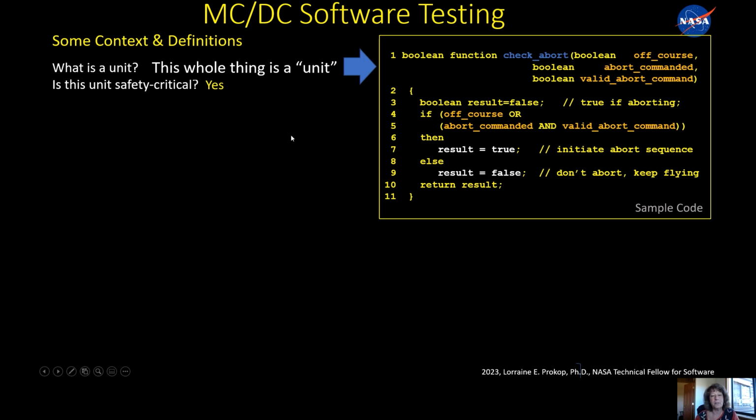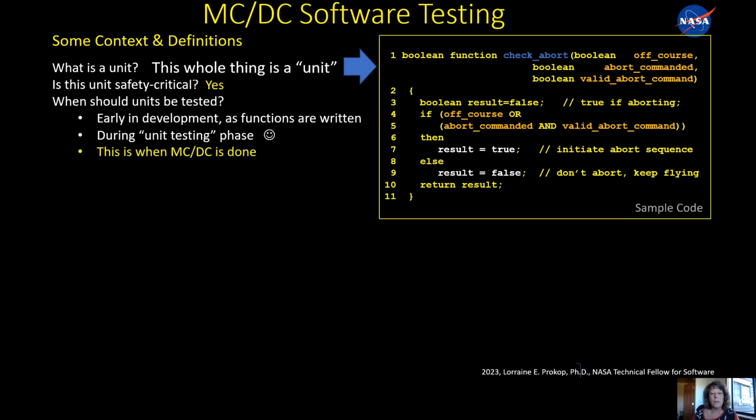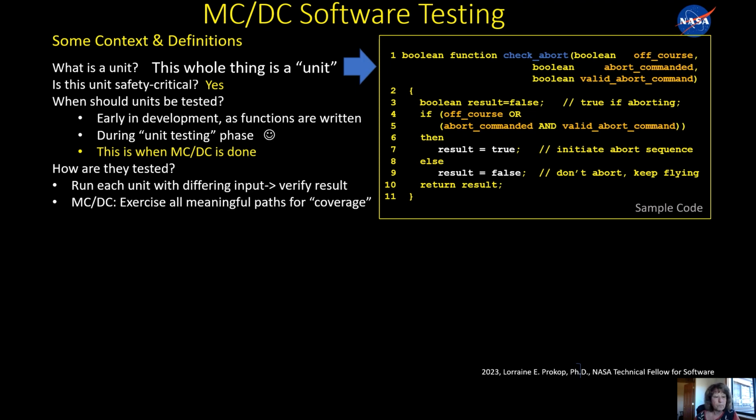The first question you ask is, is this safety critical? Because that's really where the MCDC is required. Although I'd say, why not do it for all of your code, even if it's not safety critical? It's sort of the right thing to do. But is this safety critical? Yes. So when is this usually tested? You test these units as you write them in general to make sure that they work. So we call that unit testing. And this is exactly when MCDC is done.